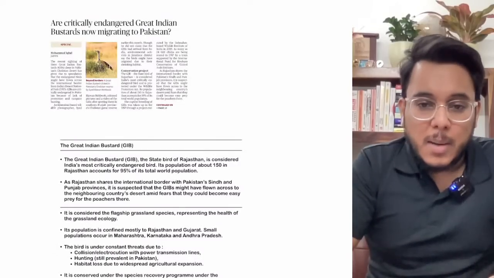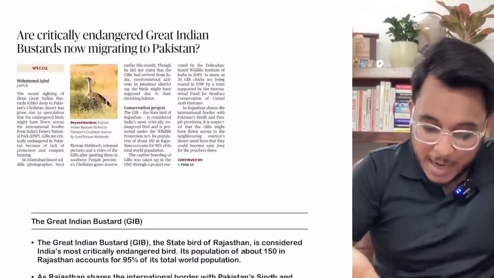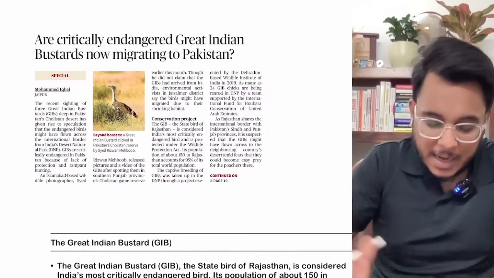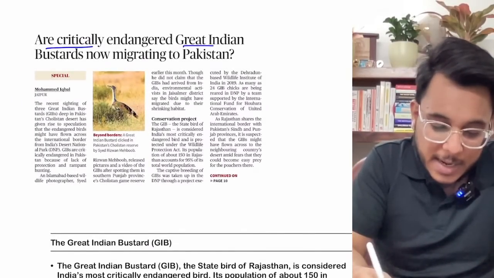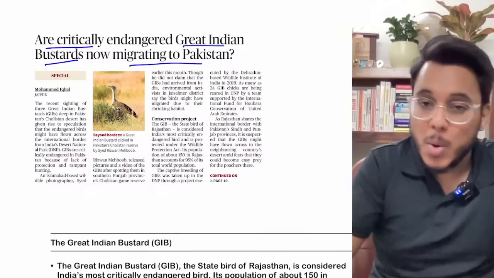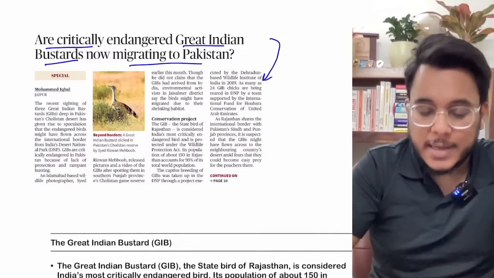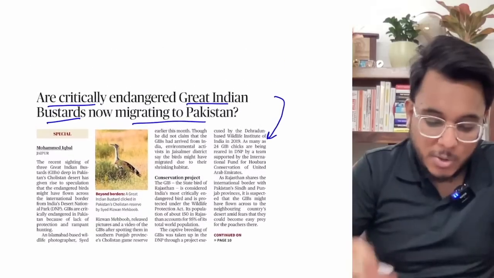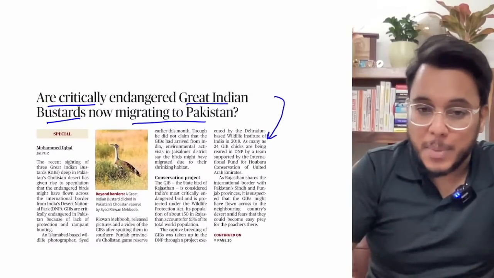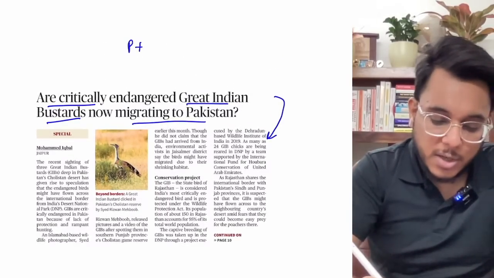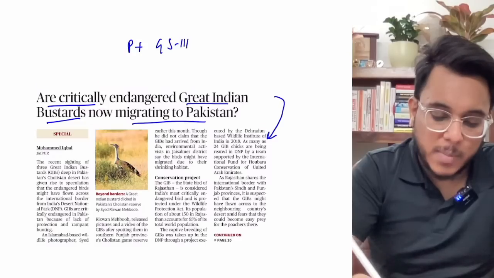Okay, moving to the next article. Now this article reads: critically endangered great Indian bustards now migrating to Pakistan. Okay, so great Indian bustards migrating to Pakistan. Now this article is very important for the prelims examination as well as for the mains examination, GS paper number 3, environment and conservation.